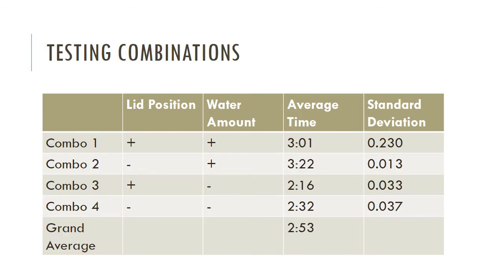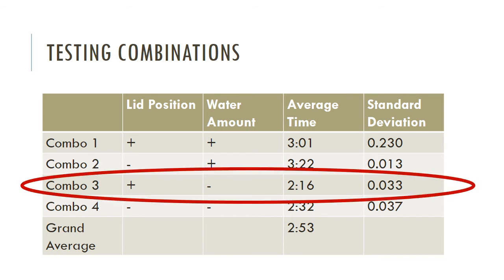So here is the data in a way that makes a little bit more sense. We have our average times for each combination on the right, and we also have our standard deviation for these averages on the end, and our grand average there at the bottom is 2 minutes and 53 seconds. We were looking for the fastest way to boil water, and so combo number 3 down there is the quickest time at 2 minutes and 16 seconds.